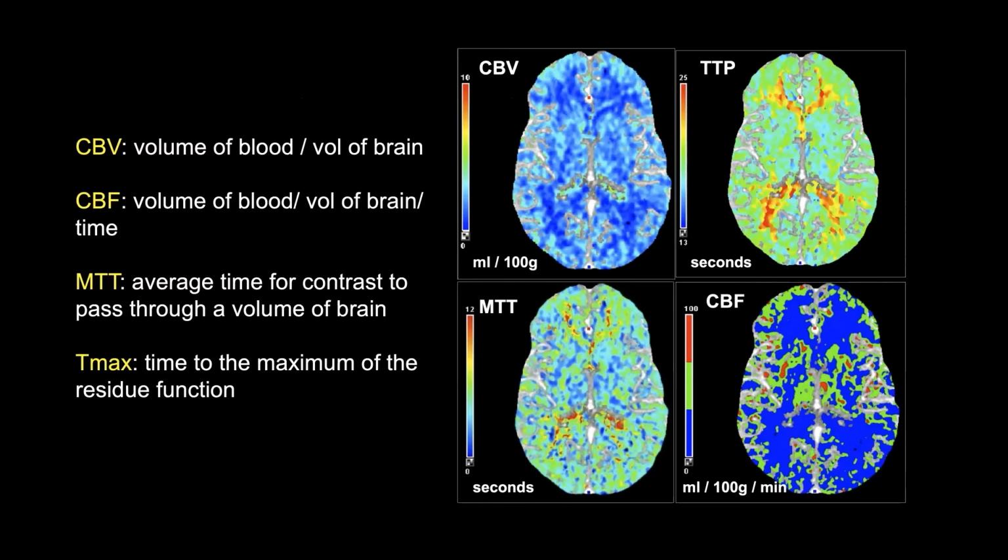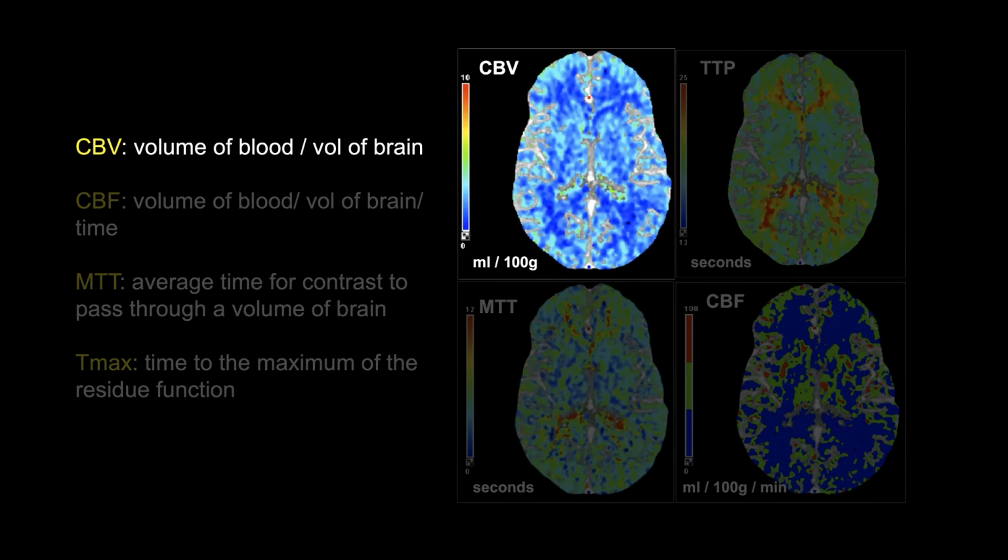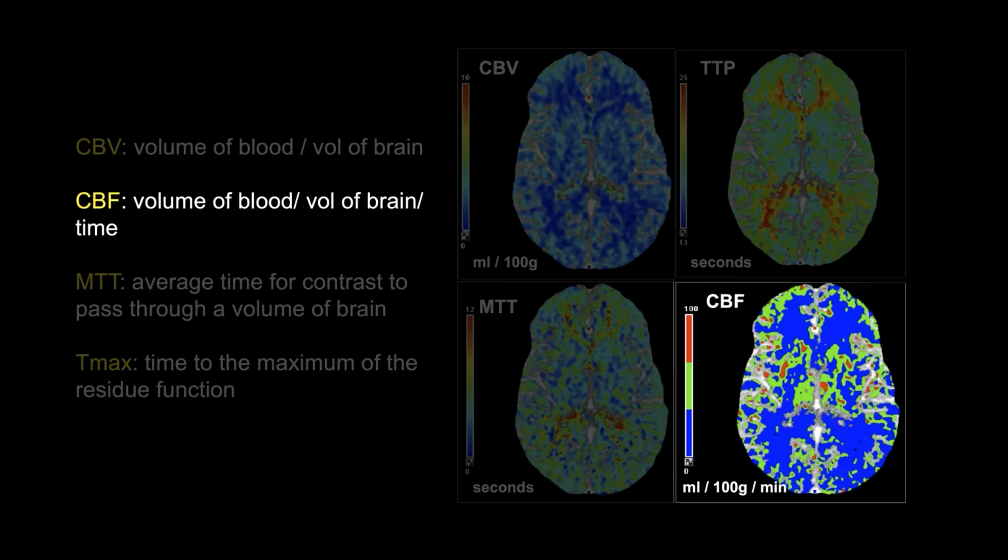So here are the four important things, right? We have the CBV, or the cerebral blood volume. This is ml per 100 grams. So it's the volume of the blood, depending on the volume of the brain tissue. CBF is the cerebral blood flow. It is ml per 100 grams per minute. So volume of blood in that volume of brain, but now we've got the time factor.